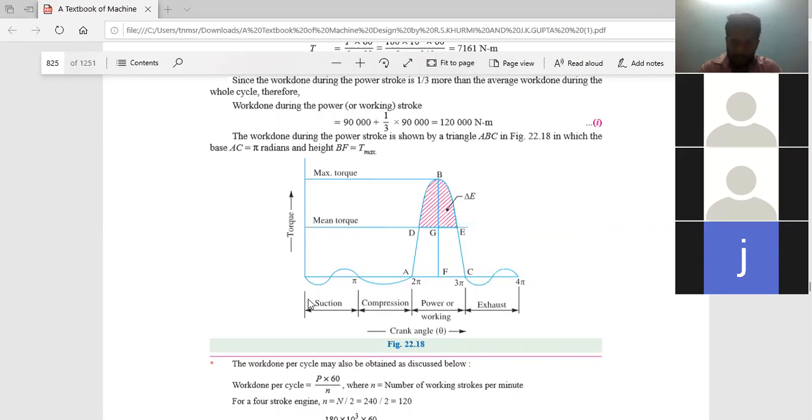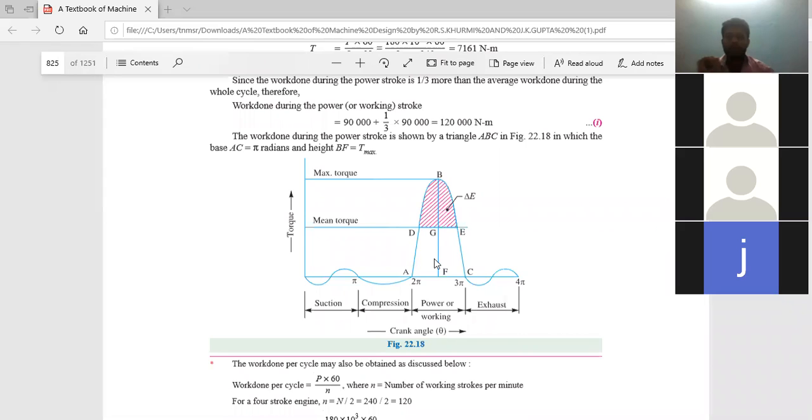We are not interested in the suction, compression, or exhaust stroke, because these things are not given to me in the question. Nothing has been given to me. Yes or no? No information regarding suction, compression, and exhaust is given to me. Only in the question, what has been told to you is that we have to focus on the power stroke only. Yes or no?